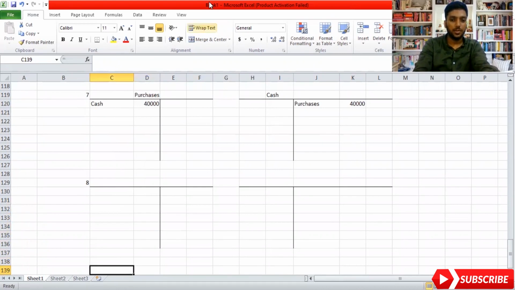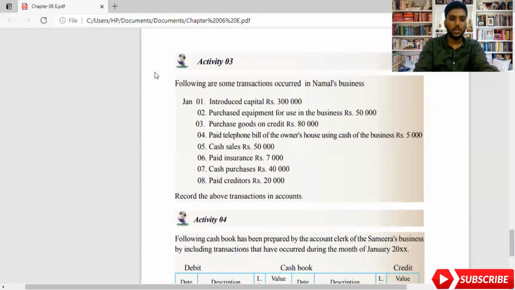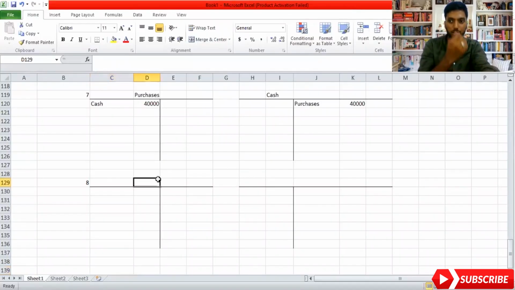Adjustment number 8, we have paid creditors rupees 20,000. So if you pay creditors, your money will go out of the business. So your cash is going out of the business. If you are paying creditors 20,000, you can write here creditors, and actually money is going out, so your cash is dropping down. On the cash account, and creditors account is a liability. So when they decrease, it will become debit side. You will record 20,000 as cash.